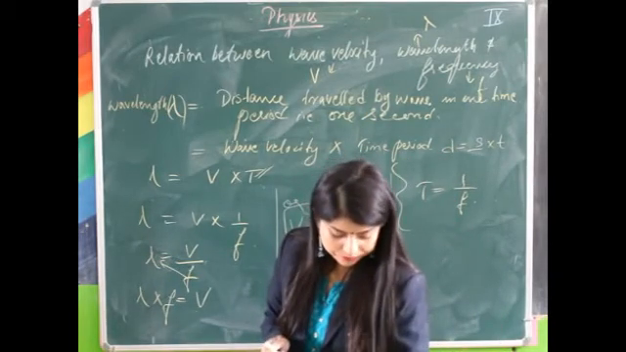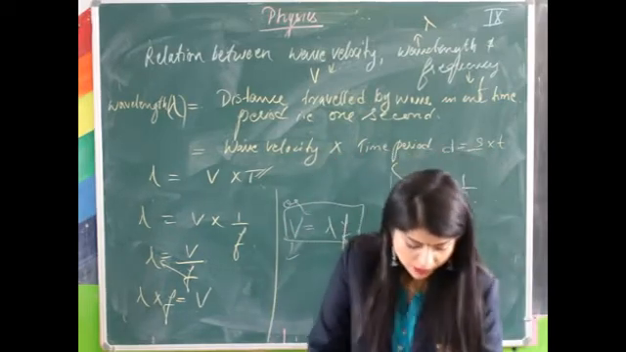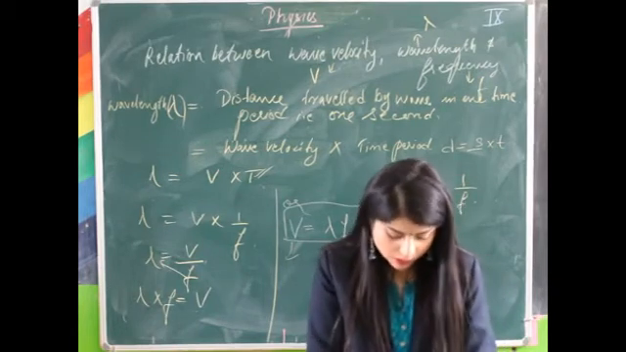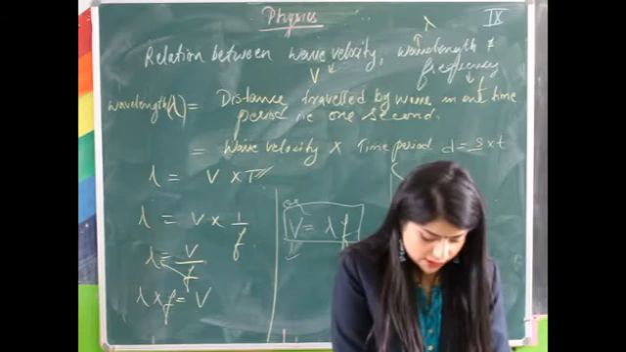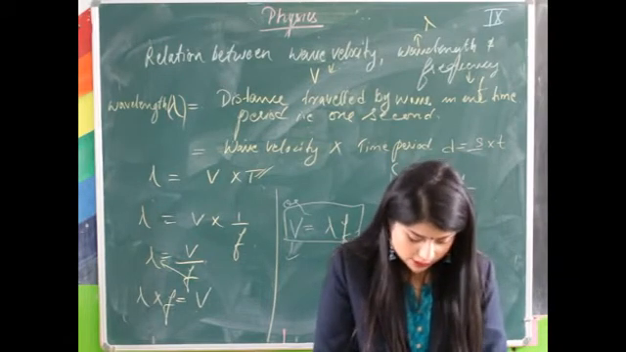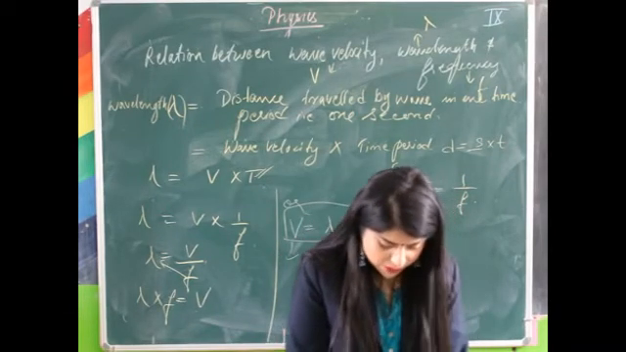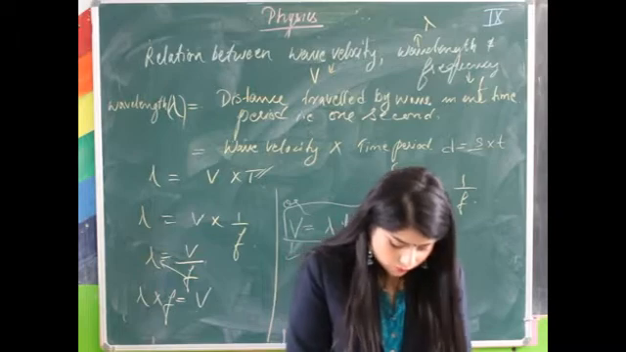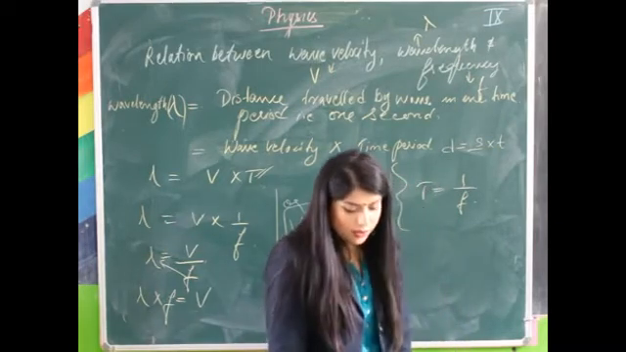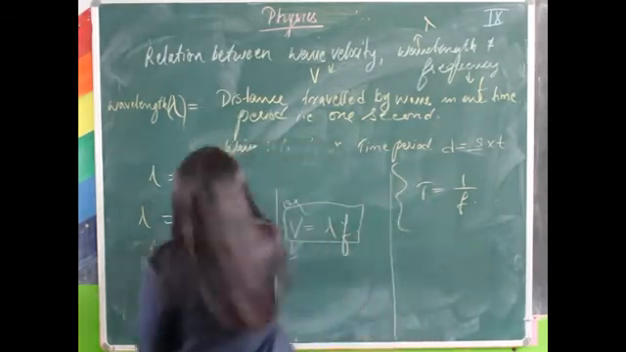Now the first one is from page number 176, question number 1. You find the question in the book itself. The question is: a heart of a man beats 75 times a minute. What is its frequency and time period?